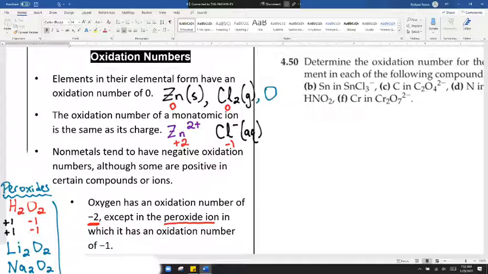If it were just pure oxygen, what would the oxidation number of just pure O2 be? 0, because it's just a pure element, right? So oxygen has 3 options. It's usually -2. If it's pure oxygen, it's 0. And then if it's in that peroxide form, it's -1.